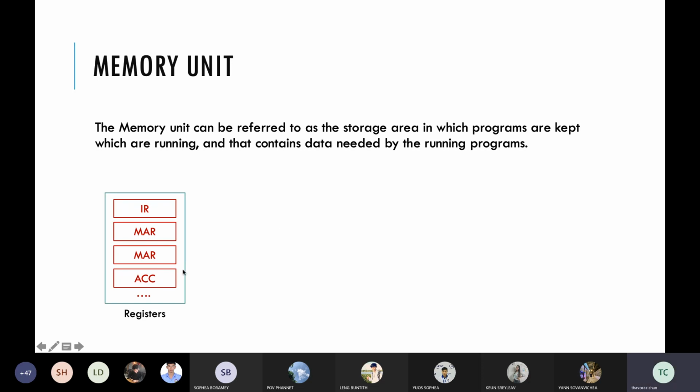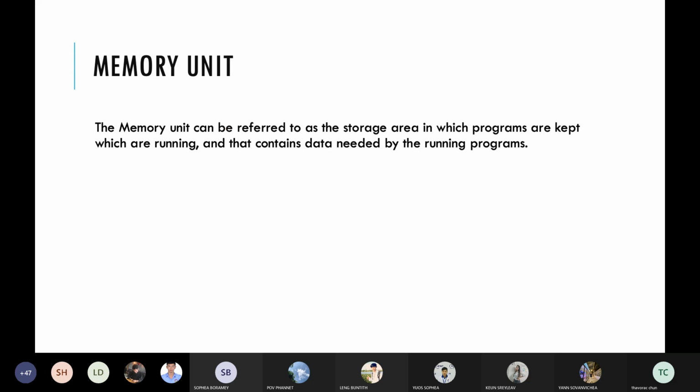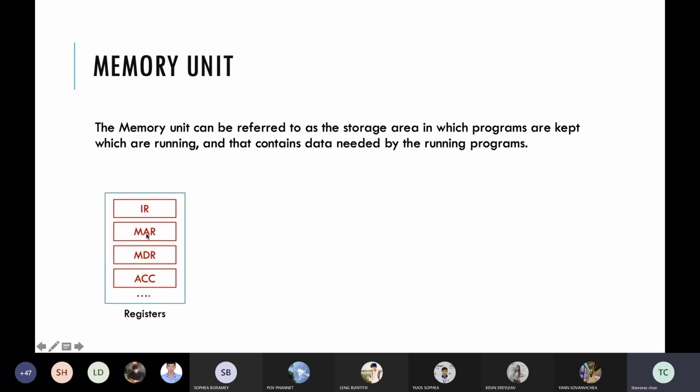And for MDR, MDR is the memory data register. It's the register which is used to store the value coming from the main memory. So MAR and MDR work together. MAR stores the address before copying from RAM to the CPU. MDR is the register which stores the data that is copied from RAM.